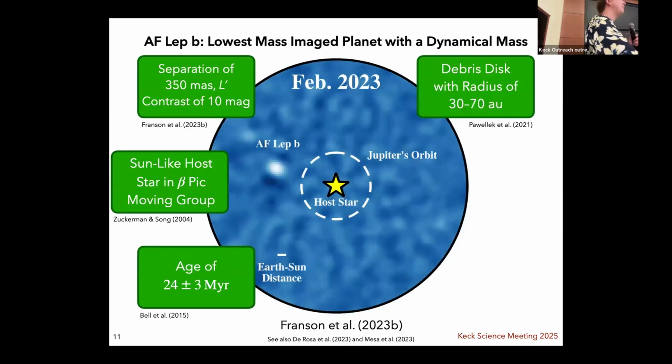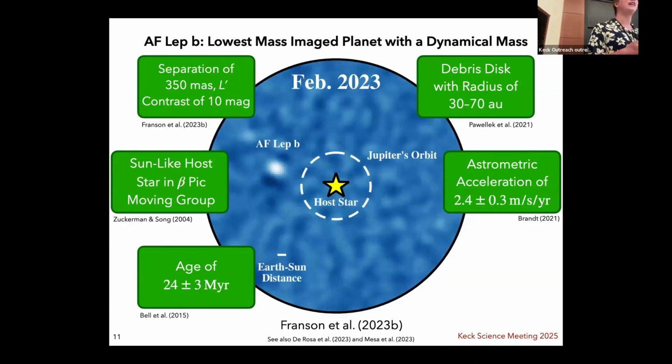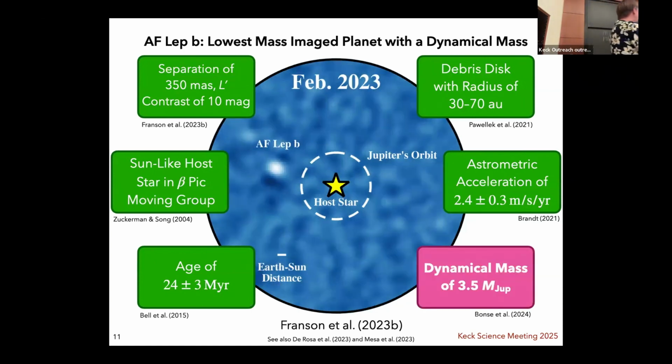AF Lep b follows in a tradition of planets being imaged around stars that host debris disks. The astrometric acceleration signal that led us and other teams to image this star is 2.5 meters per second per year. And then, of course, the big result: the dynamical mass of this planet is 3.5 Jupiter masses, which places this planet as the lowest mass imaged planet where we have this kind of direct measurement of the mass.